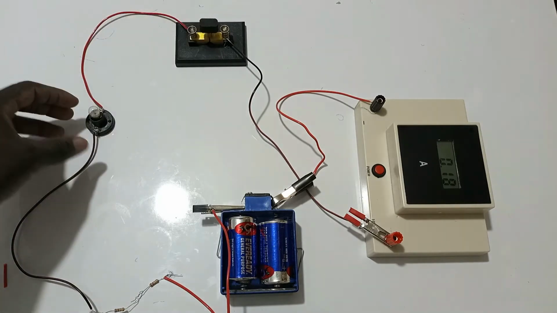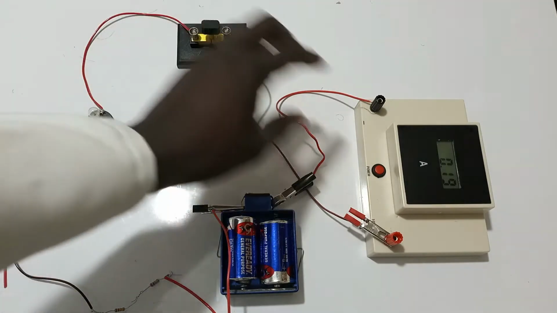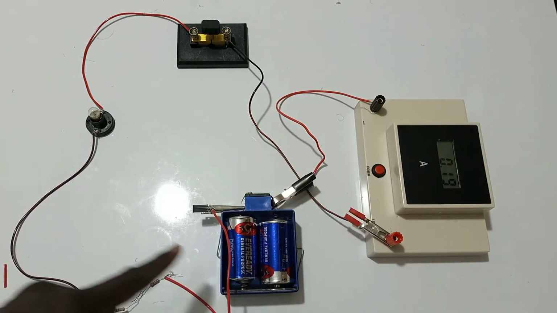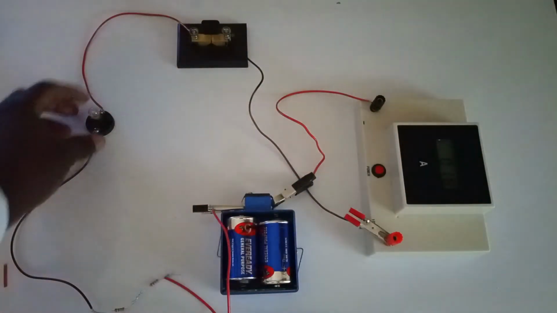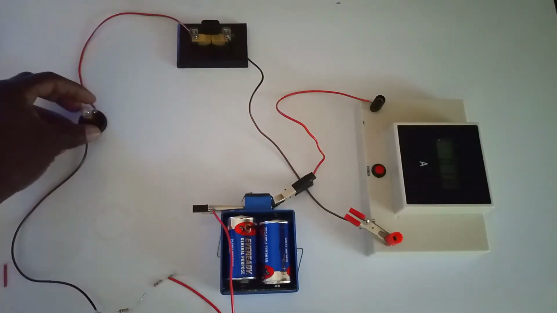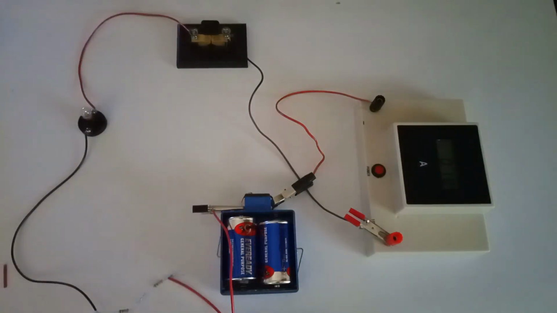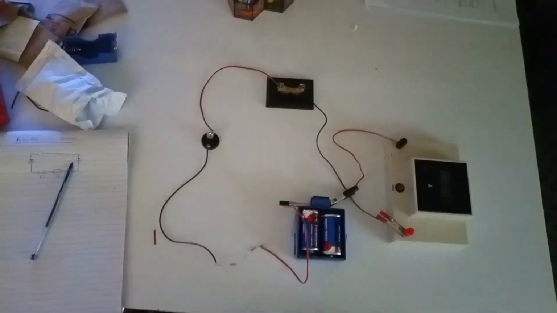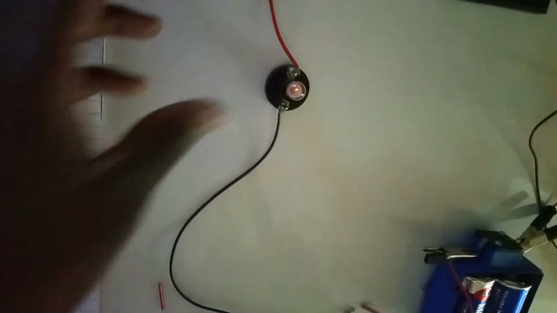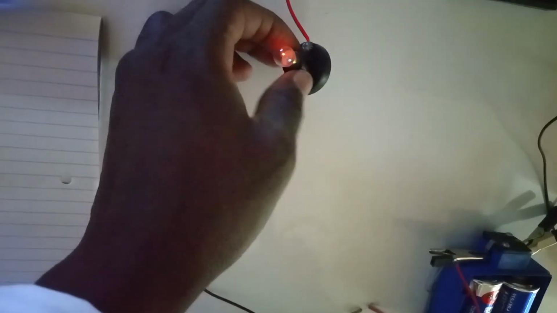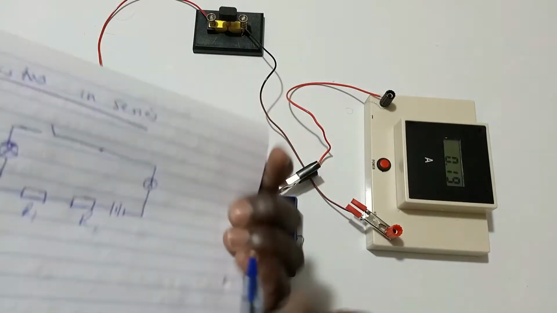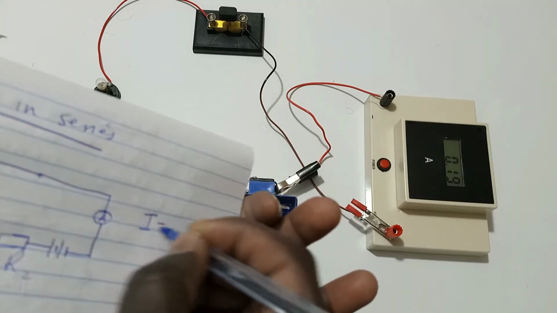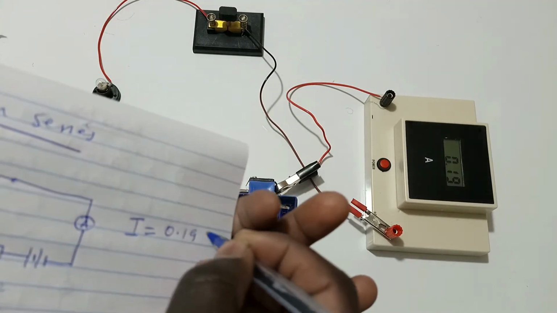So we close the switch, and when we close the switch, we can observe there is current which is 0.19, but then let's observe the brightness of the bulb, it is too low. So the bulb is lighting there, yes, you can see, but it's too dim. So current I that is flowing is 0.19 amps.